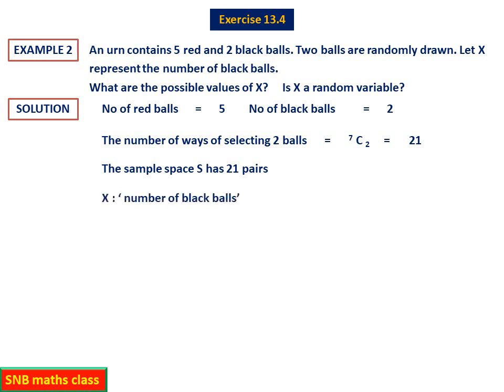Now X is the number of black balls. At a time how many balls are you selecting? Only 2. Therefore what are the values X can take? It can be 0 black balls, because out of 2 balls both may be red, or it can be 1, because out of 2 balls one may be red, one may be black, or 2 balls both may be black also. So these are the things. So X is a random variable, and it definitely takes the values 0, 1, 2. So it is a random variable.